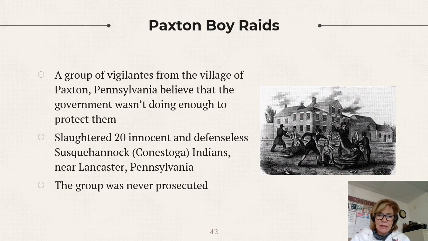But for these Paxton boys, and the Paxton boys are called that because they're from Paxton, Pennsylvania, they didn't care. They were just going to attack any Indian. So it was a horrific incident of massacre and mutilation of these bodies, but the group was never prosecuted, which just kind of shows you the attitude of the colonists at the time, that Indian rights just didn't matter.